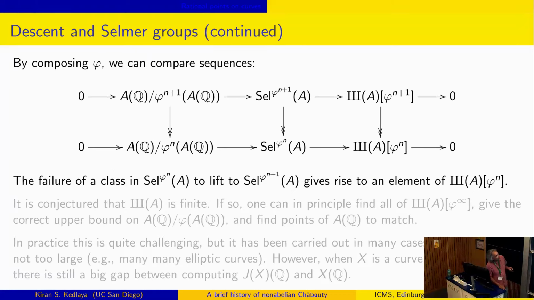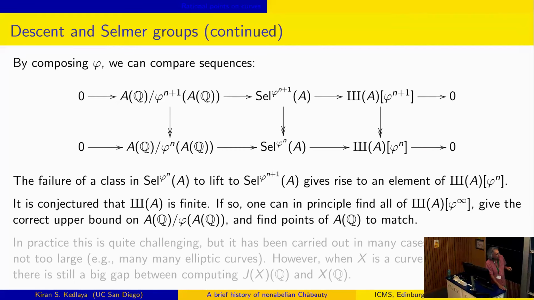So that's the kind of modern formulation of the method of Fermat, Mordell, and Weil. This failure of a class to lift in the middle is the easiest way to observe elements of Sha. It is conjectured that Sha is finite, and moreover, we have some idea about how to find its order for elliptic curves.